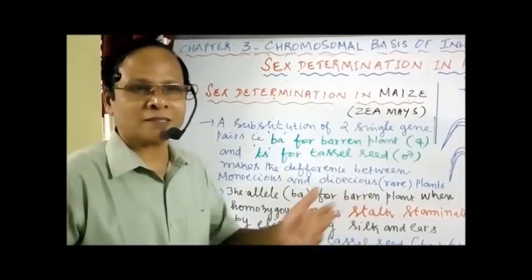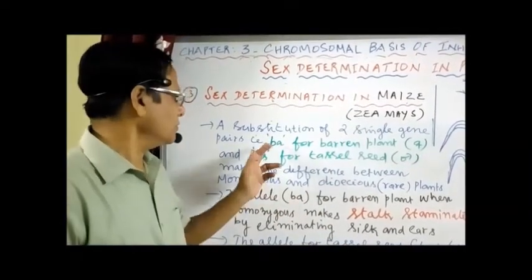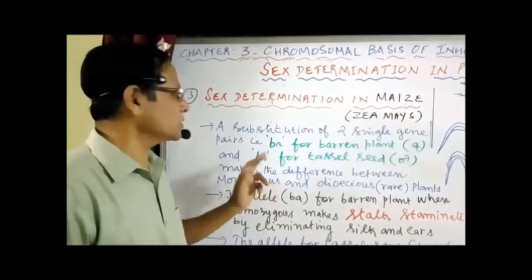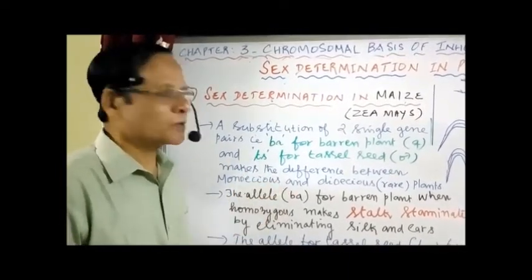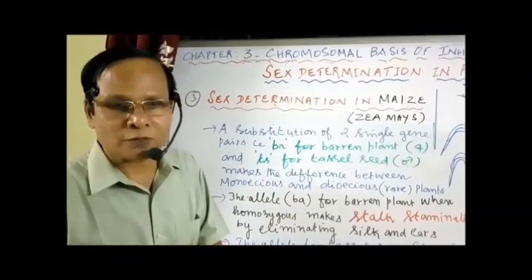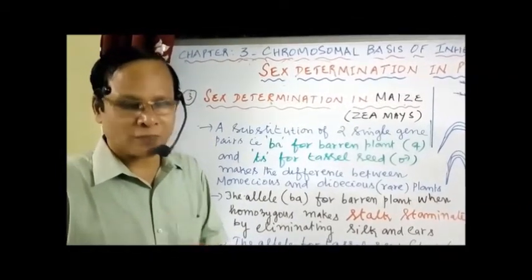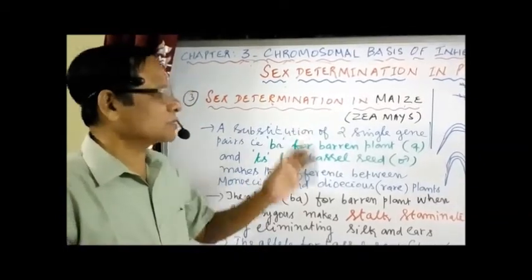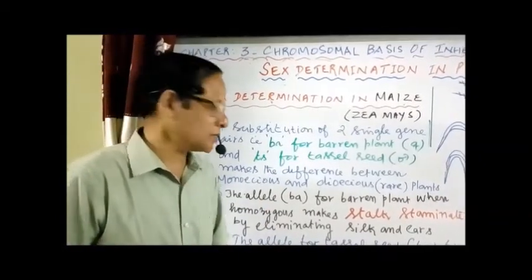We have seen the tassel inflorescence already. So we have two single gene pairs. These are the two single gene pairs, and they are responsible for making the differences between the monoecious and dioecious plant. The dioecious plant is now rare in maize. So these genes are responsible for making the differences.